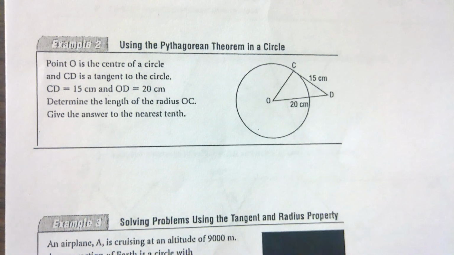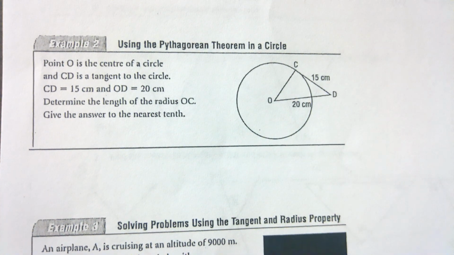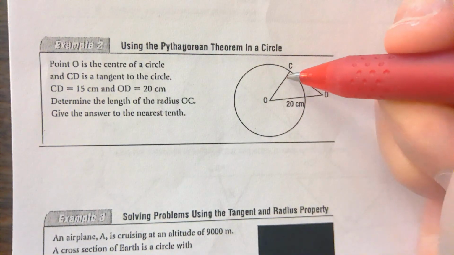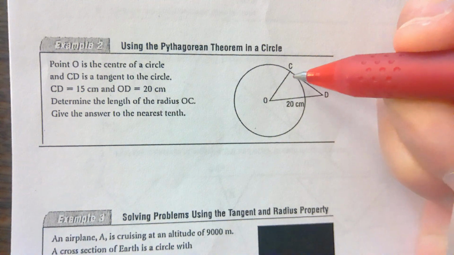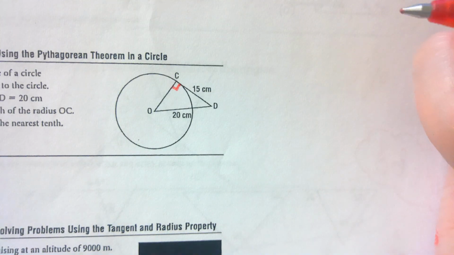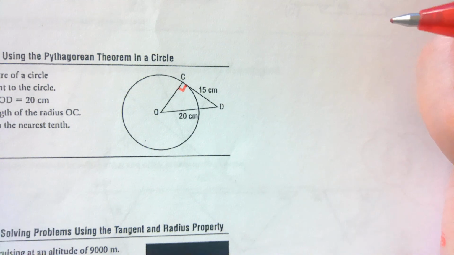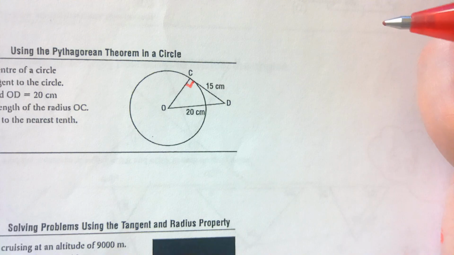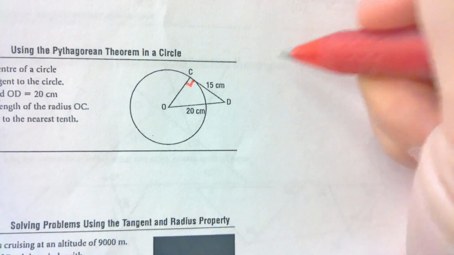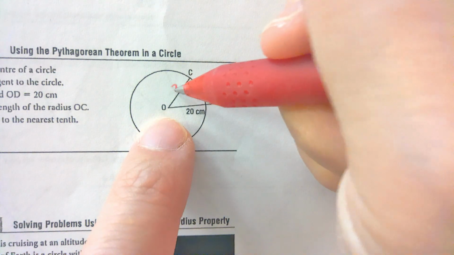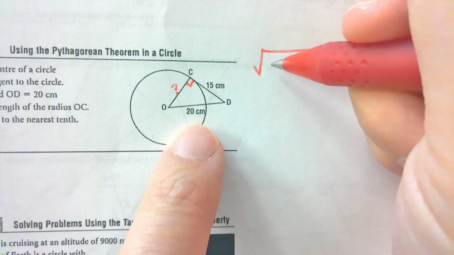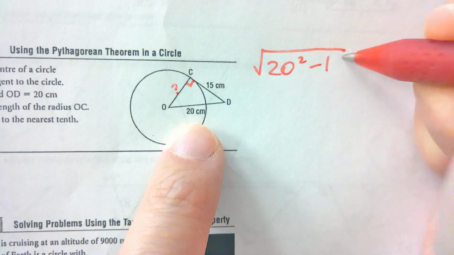So, who has an idea? Pythagorean theorem. That's right, because this angle right here is a right angle. Good. Then with the Pythagorean theorem, which side is my hypotenuse? OD, right. So the 20 right here is my hypotenuse. That means I'm solving for my radius right here. I'm going to do the subtraction one since I'm given the radius. So 20 squared minus 15 squared.